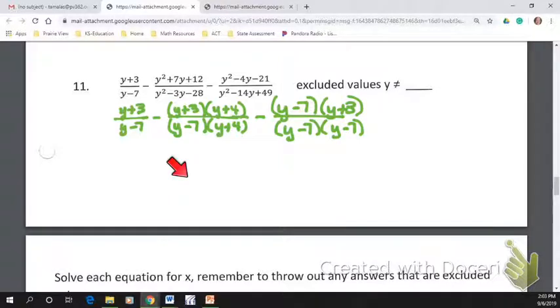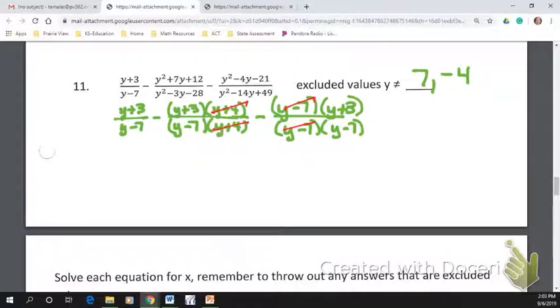Okay, so before we do any canceling, let's look at our excluded values. Anything that would make a denominator turn out to be 0 is an excluded value, which looks like is just 7 and negative 4. So my excluded values are 7 and negative 4. Now if you go through and cancel, if you look at just this middle term, the y plus 4s cancel, and then the y minus 7s cancel.